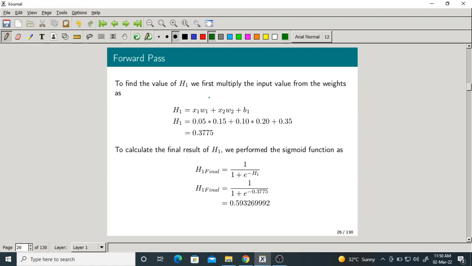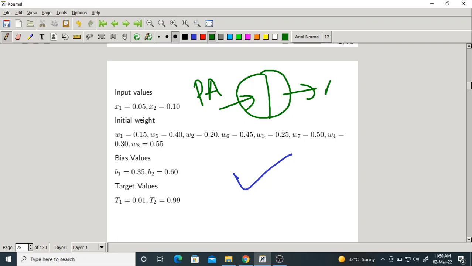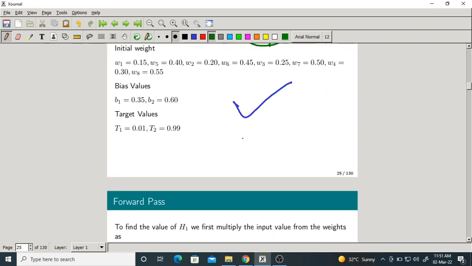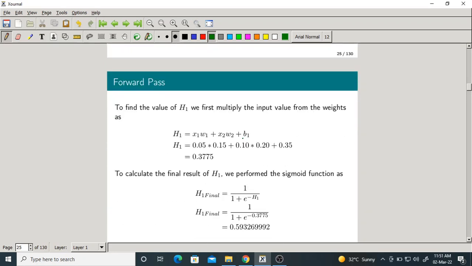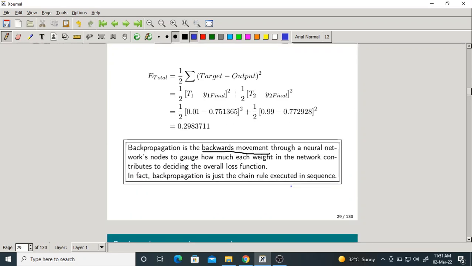For every neuron we have two parts: pre-activation and activation. We call H1 the pre-activation and H1 final the activation. We are using the sigmoid function for the output layer. I explained this problem in the last class. I hope you can go through it one more time.